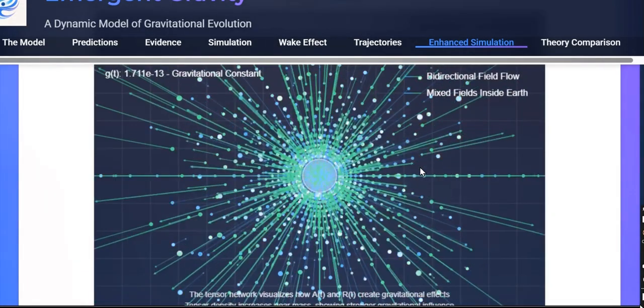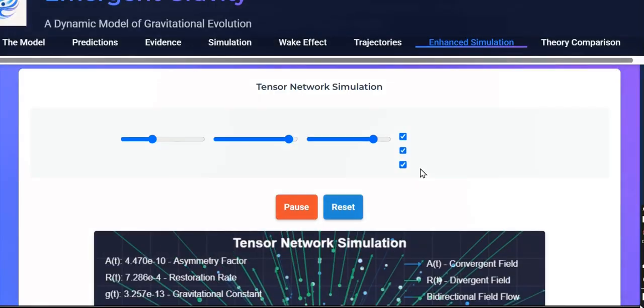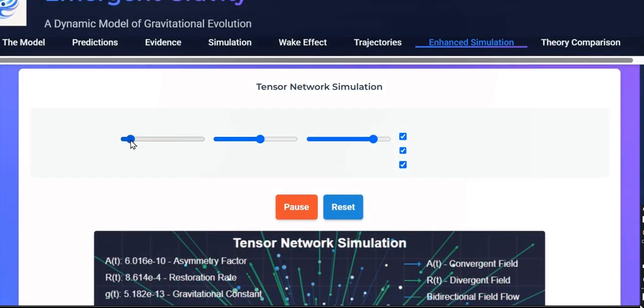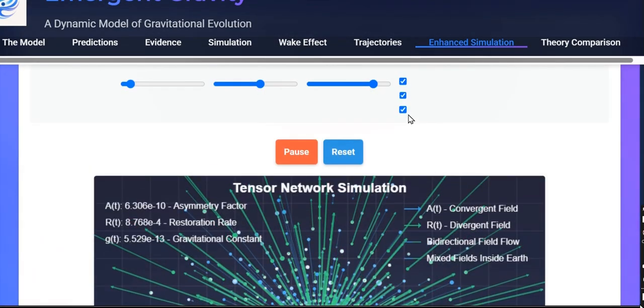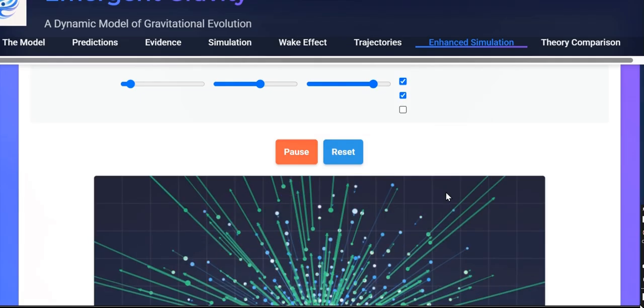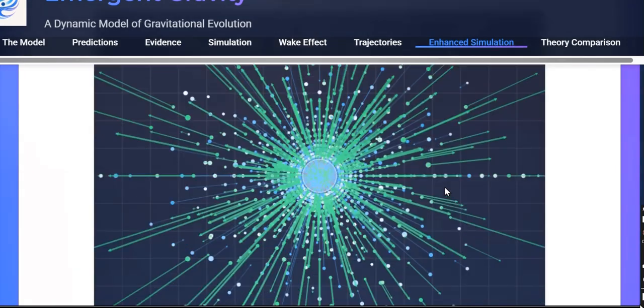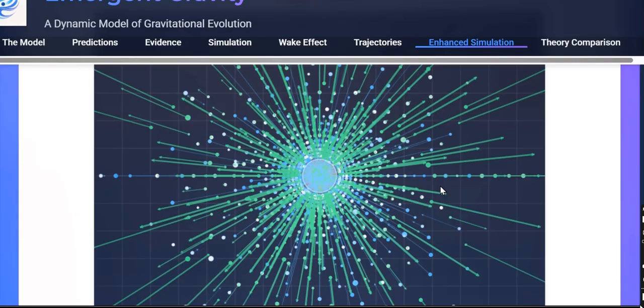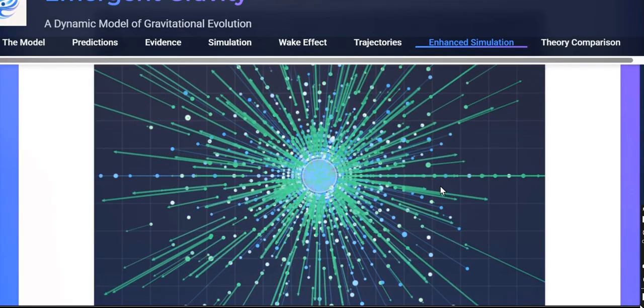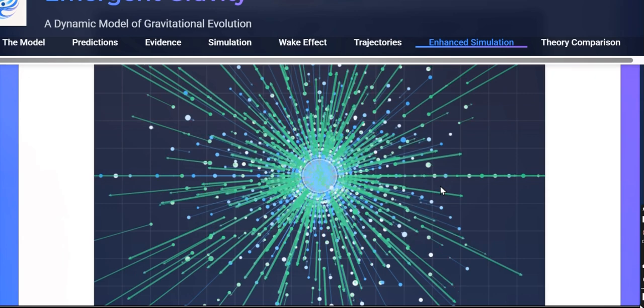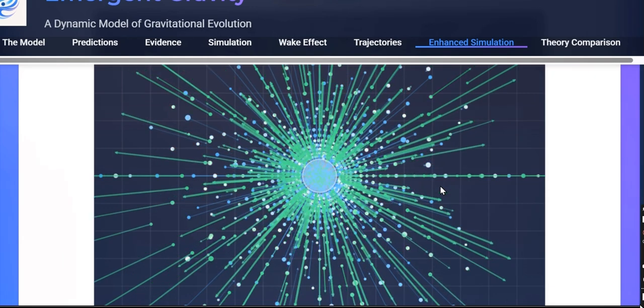What's fascinating is that each node cycles between these two states, sometimes exhibiting convergent behavior, sometimes divergent. This cycling represents the dynamic nature of quantum information exchange in spacetime. Notice how the network becomes denser near Earth. This is a key insight of emergent gravity theory. The tensor network density increases in regions of higher gravitational influence.